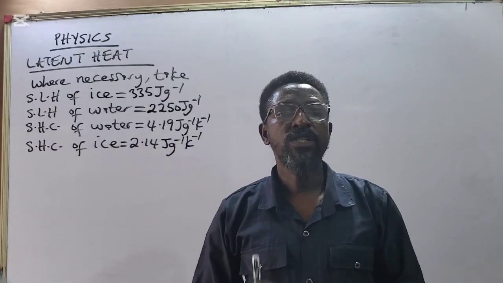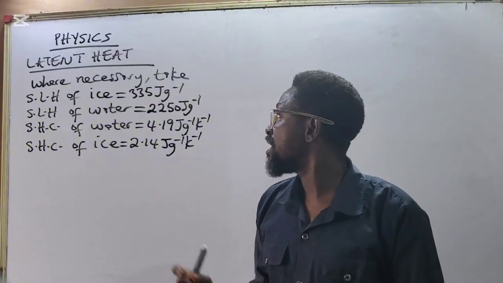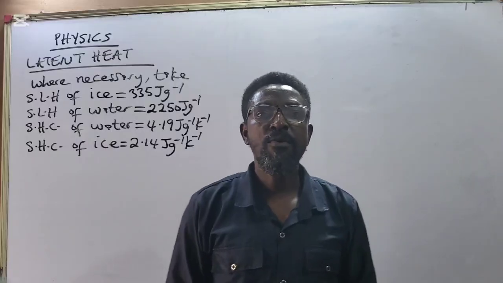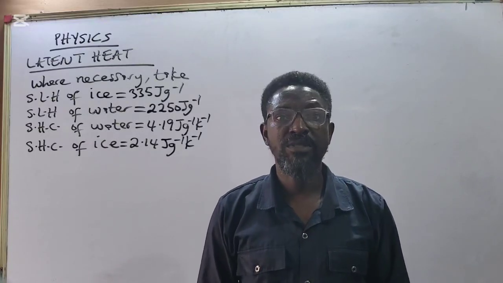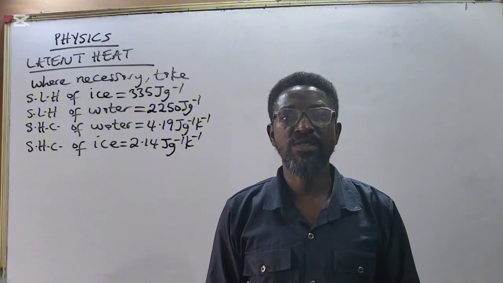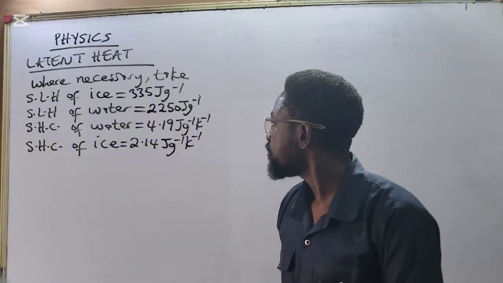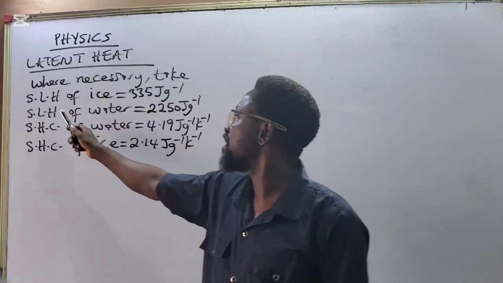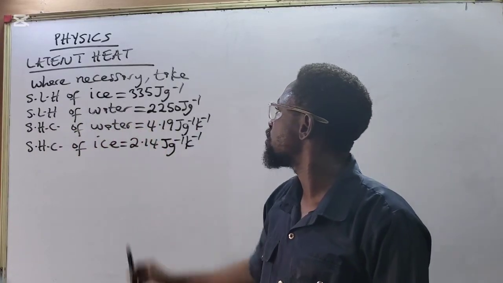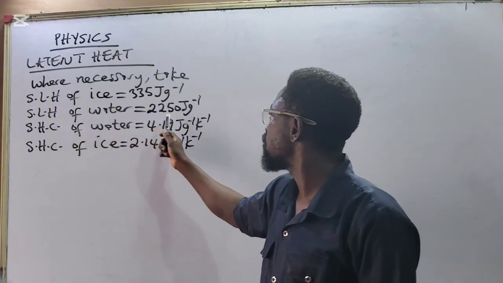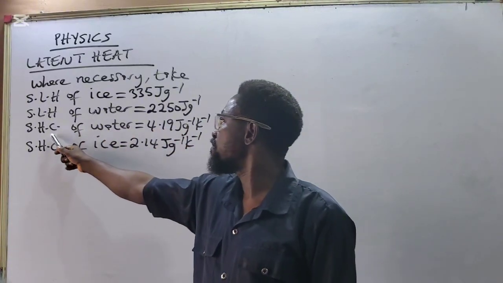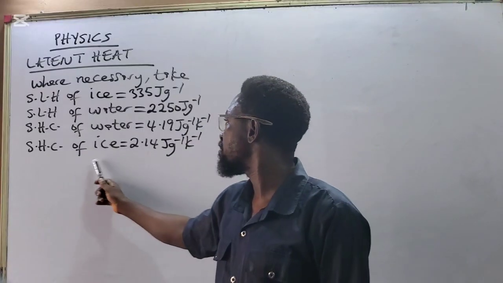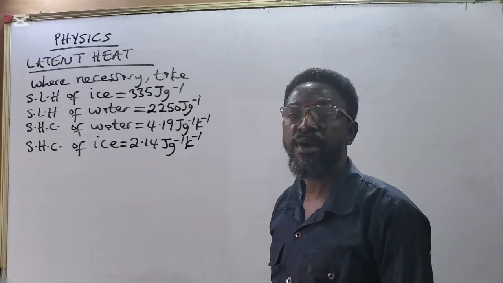Today, I'm going to do some more calculations under latent heat. Some we are going to make use of that same diagram. Then some we may not make use of that diagram because it may not be necessary for some of the questions we are going to solve today. Now, when necessary, just like we did in our previous class, we take the specific latent heat of ice as 335 joules per gram, specific latent heat of water as 2250 joules per gram, specific heat capacity of water as 4.19 joules per gram per Kelvin, then specific heat capacity of ice as 2.14 joules per gram per Kelvin.